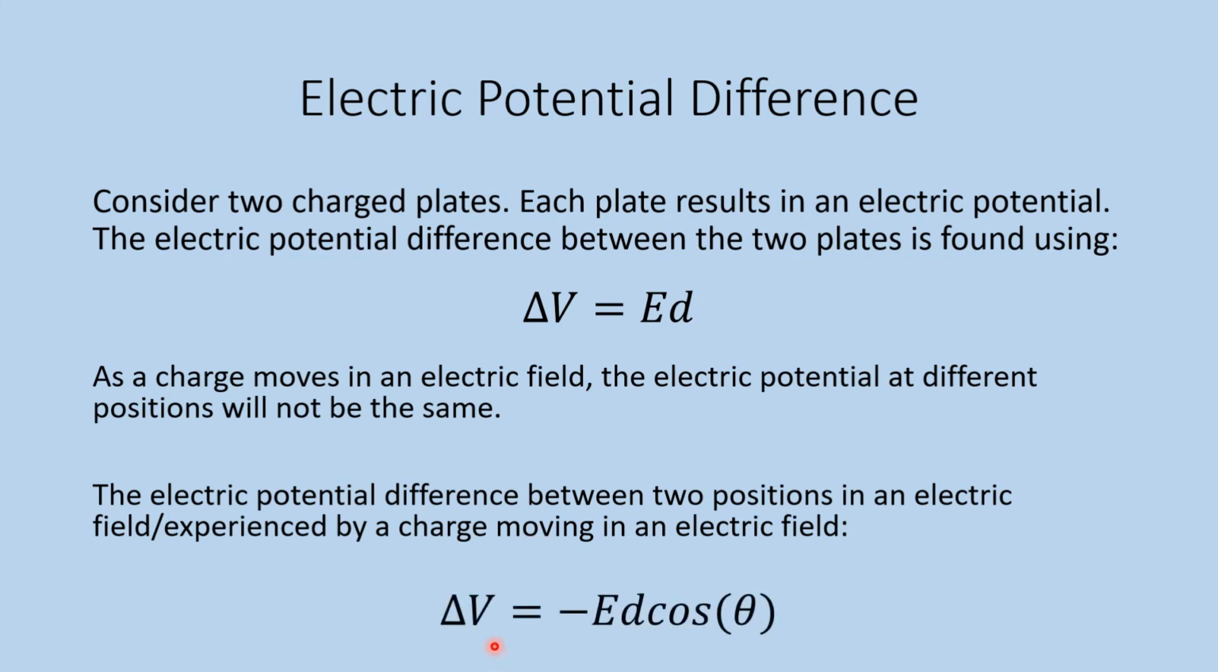Delta V equals minus ED cosine theta, where delta V is the electric potential difference measured in volts, E is the electric field measured in volts per meter, D is the magnitude of the displacement in which the particle moves, and cosine theta is the angle between the direction of motion and the electric field.